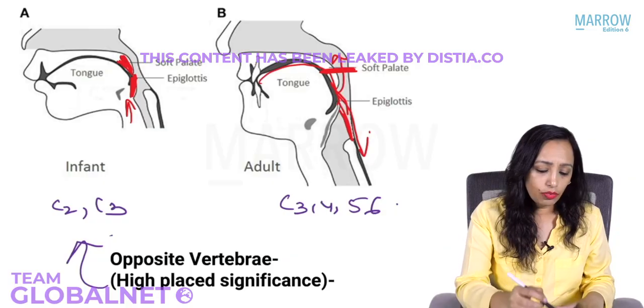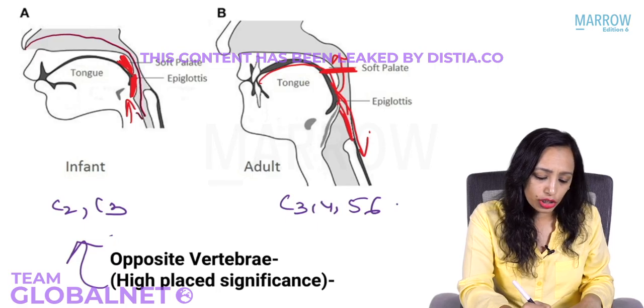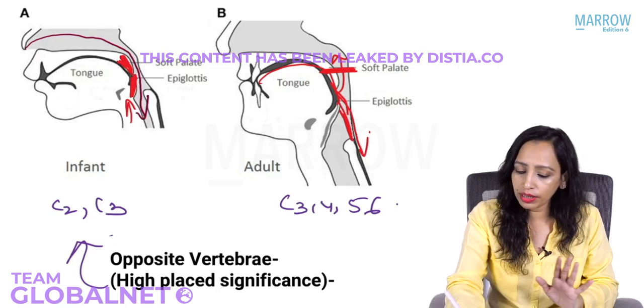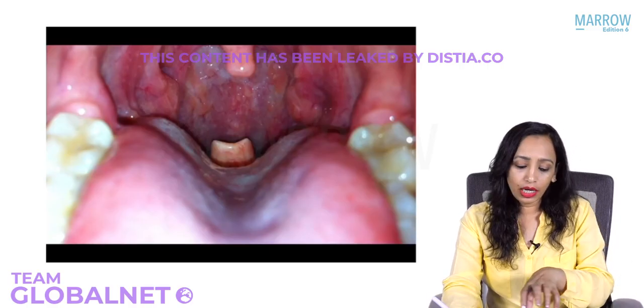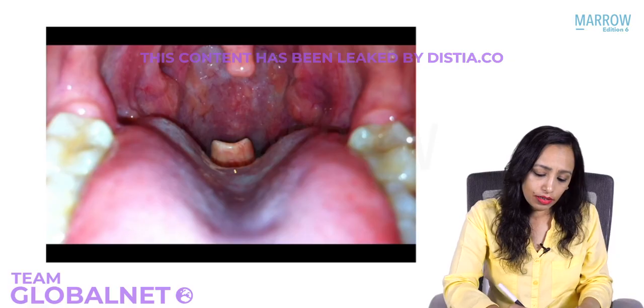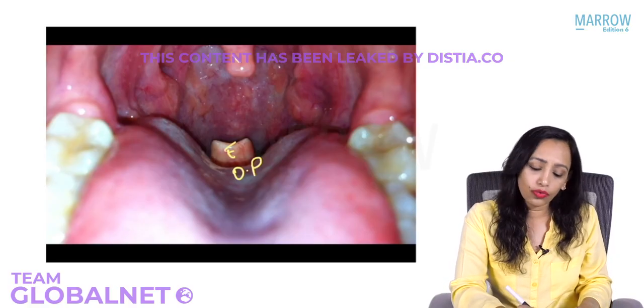So, now just see here, what is happening is that when the infant is breathing, the air is going from here, behind the uvula, into the larynx. Okay, now in this cut section, you will be able to see it better. Here we have the oral cavity, we have the oropharynx here. We are seeing the epiglottis, and this is the uvula, right?